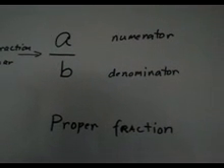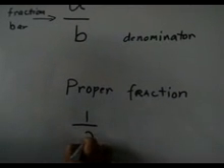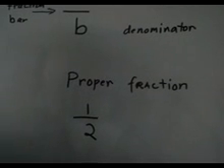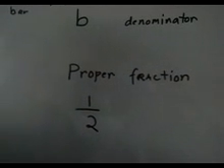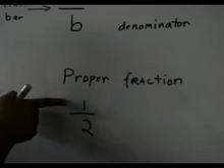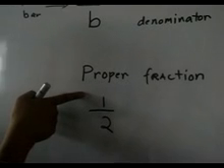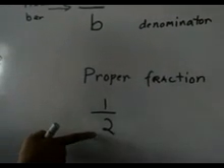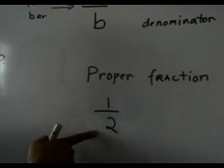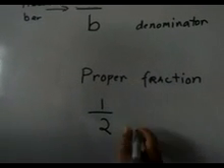What is an example of a proper fraction? 1/2 is an example of a proper fraction. If you can see, the numerator is less than your denominator. The numerator here is 1, which is less than our denominator, which is 2. This is an example of a proper fraction.